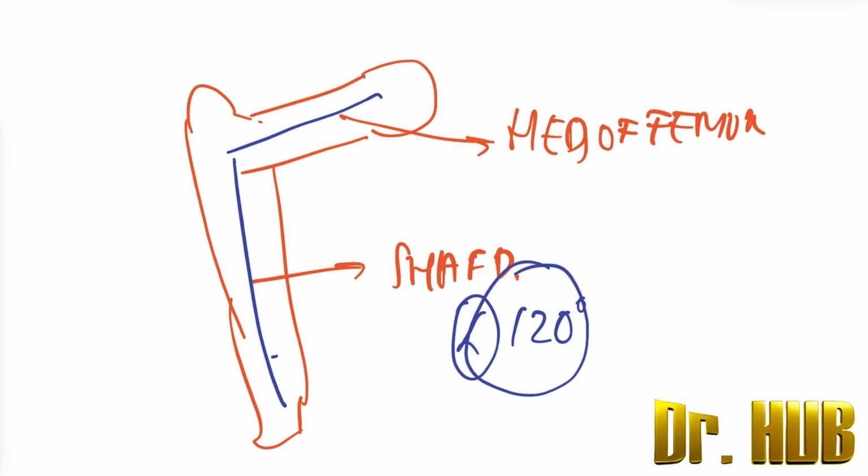This angle is formed between the head and the neck of the femur. This angle is nothing but the Mikulicz angle.